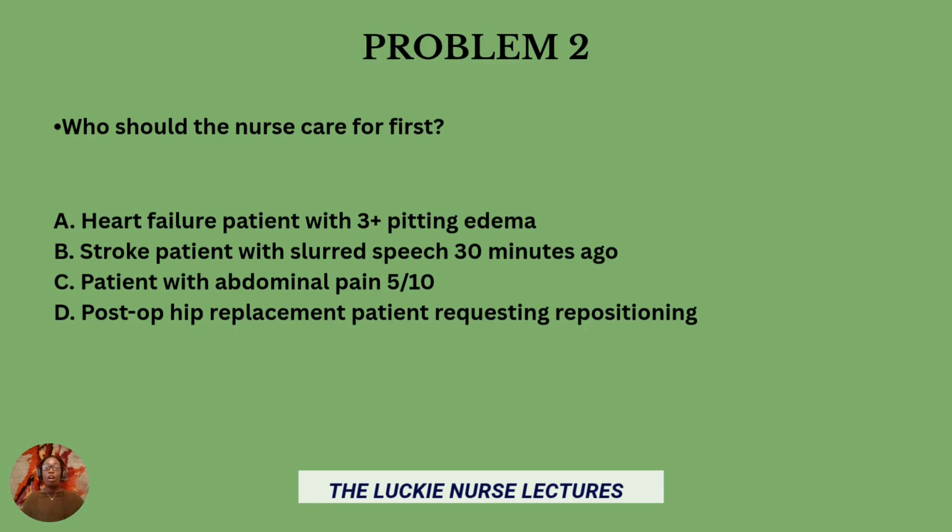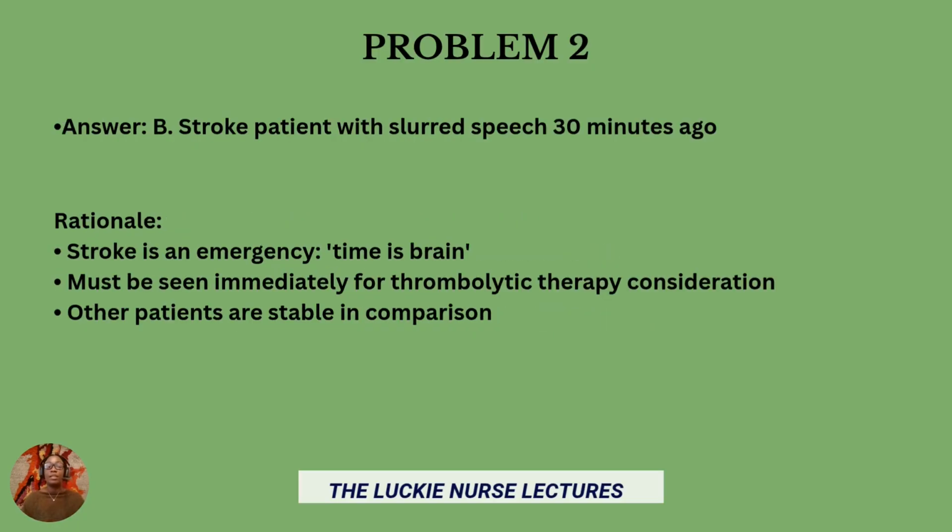So if you're looking at a heart failure patient with pitting edema, that took a while to develop, versus a stroke patient who just started having slurred speech 30 minutes ago, the answer is going to be B, the stroke patient with slurred speech.